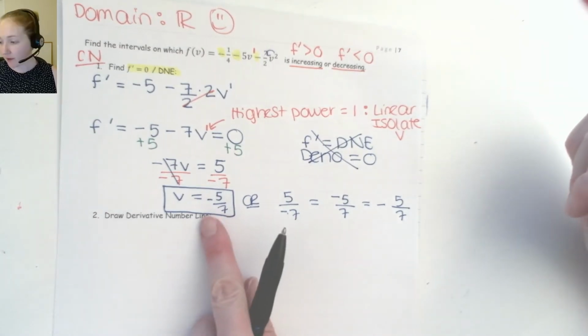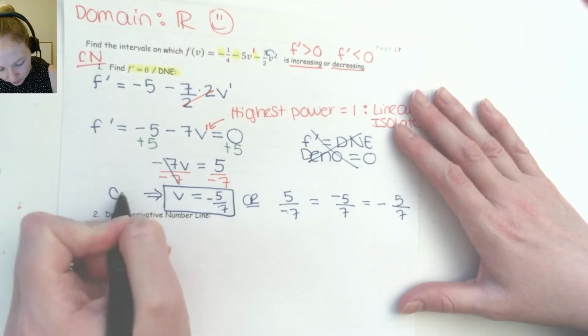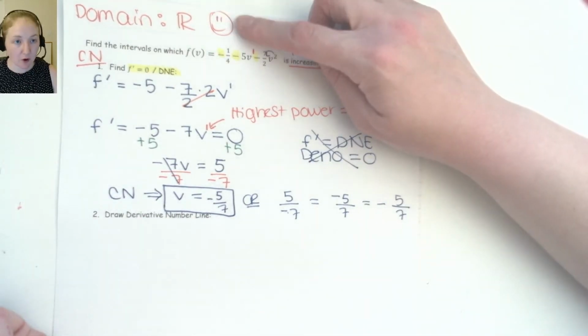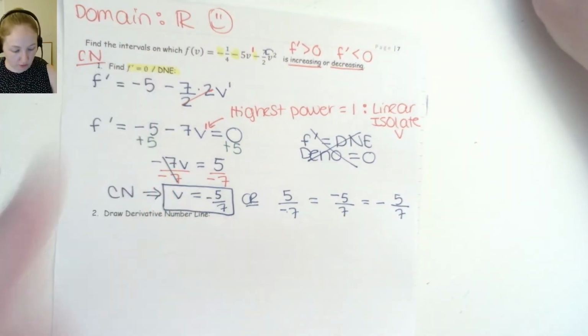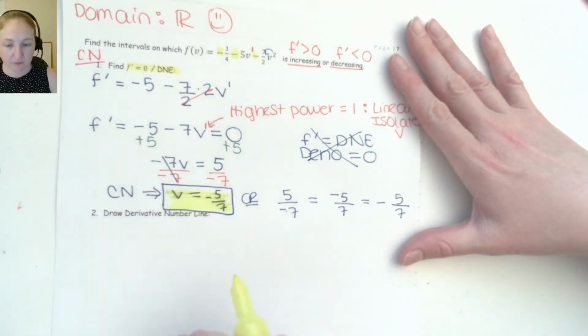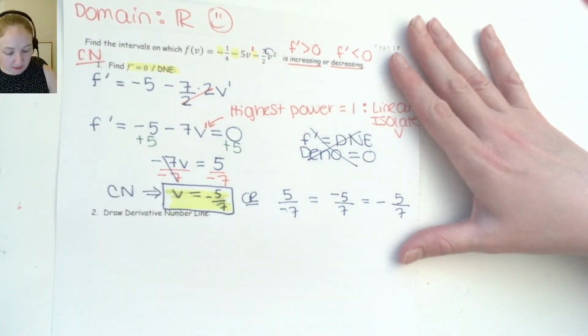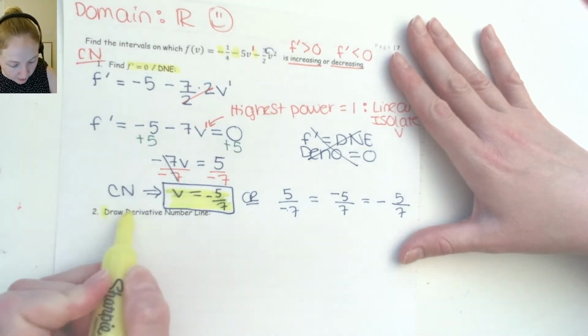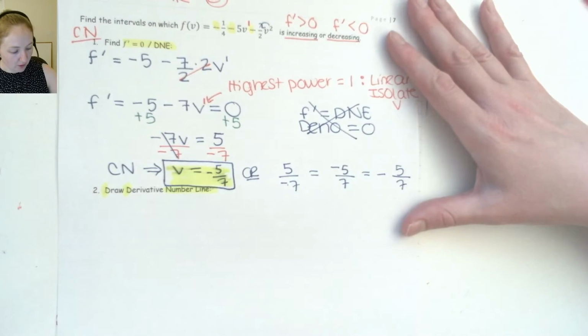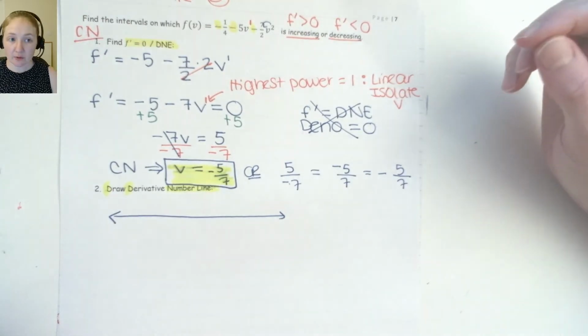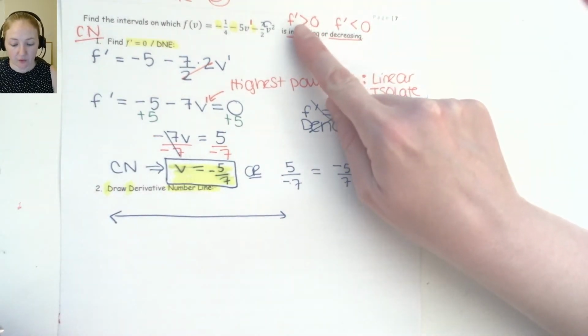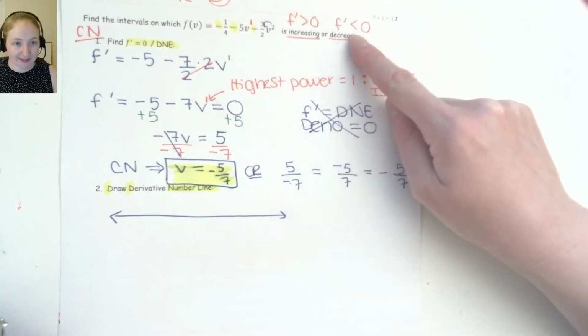All right, so this -5 over 7, that is a critical number. Again, our domain was all real numbers, so we did not have to worry about any interior point not being actually interior. So this is our critical number. So we set our derivative equal to 0, and we got this critical number. Then our second step is going to be to draw the derivative number line. So I'm going to draw my number line here. And remember, why are we doing this? We're doing this because we're trying to figure out where the derivative is greater than 0 and where it is less than 0.